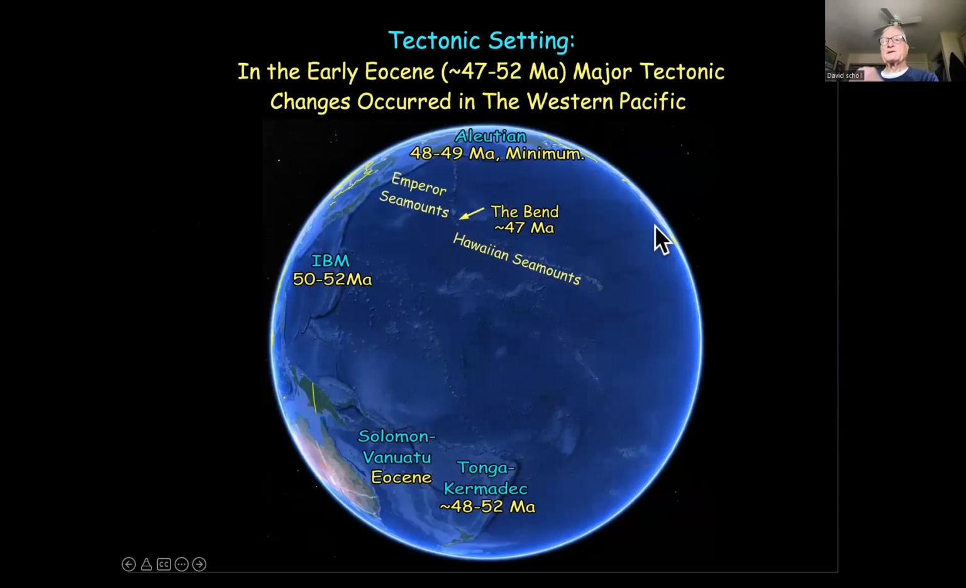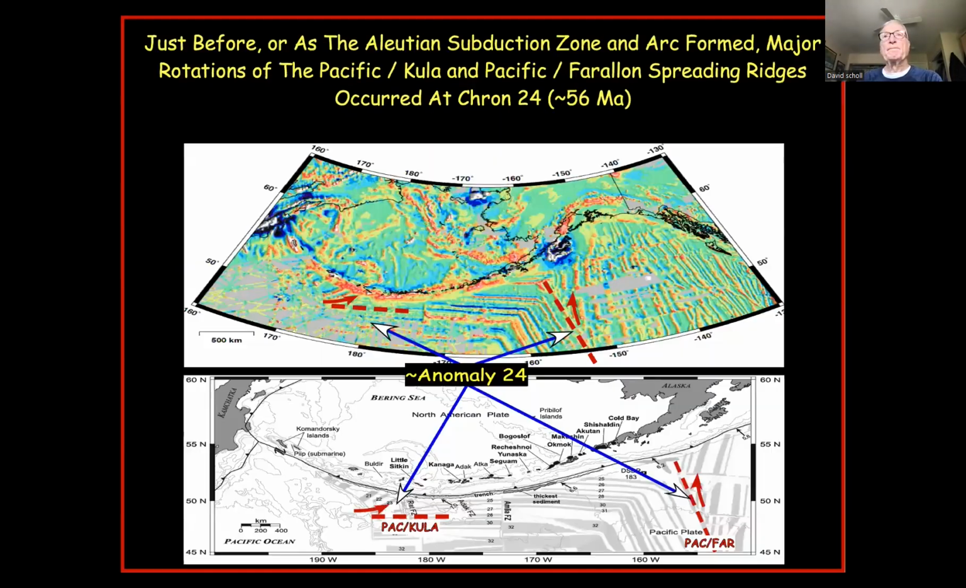I'm going to go back and just say, we're talking about this time in the early Eocene, 47, 52, major tectonic changes occurring in the Western Pacific. We've seen this slide before, but up here as well. The Aleutian seems to be involved in what is going on.